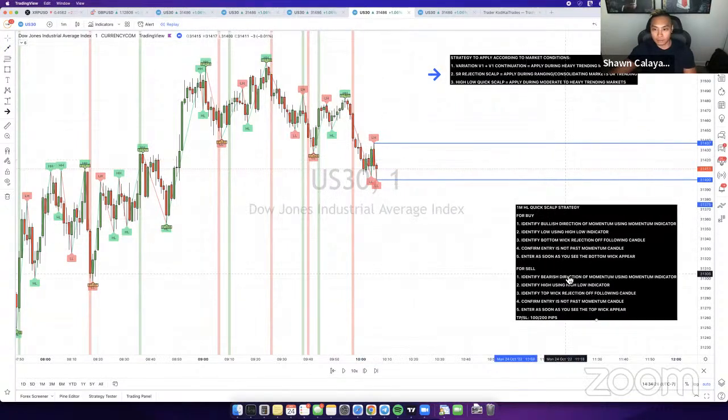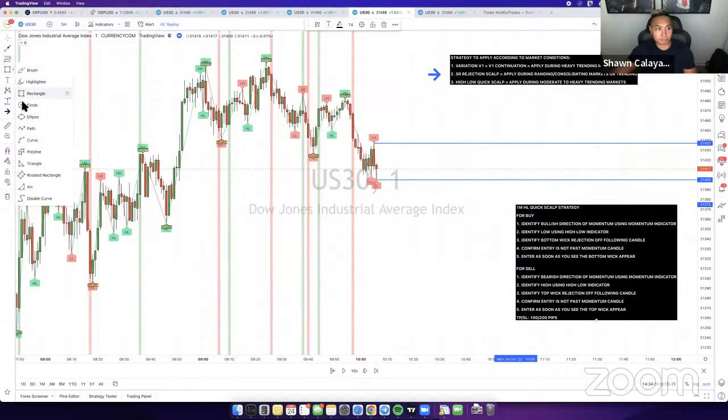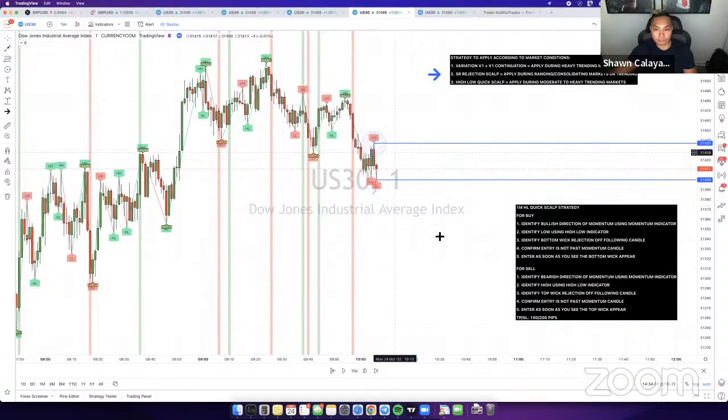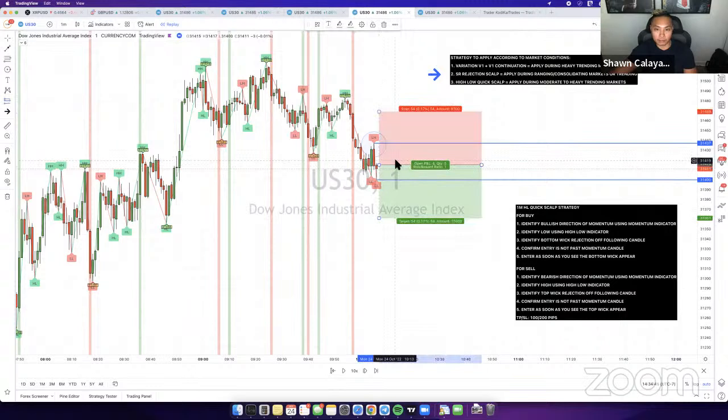So looking over here for the sell, you want to identify bearish direction using momentum. Right here, we have a sell signal, so we're trading for a sell. Second, you want to identify a high using the high-low indicator. You have a high right here. Third, you want to identify a top wick rejection off the following candle. The wick rejection is right there, so your entry point would be right here.